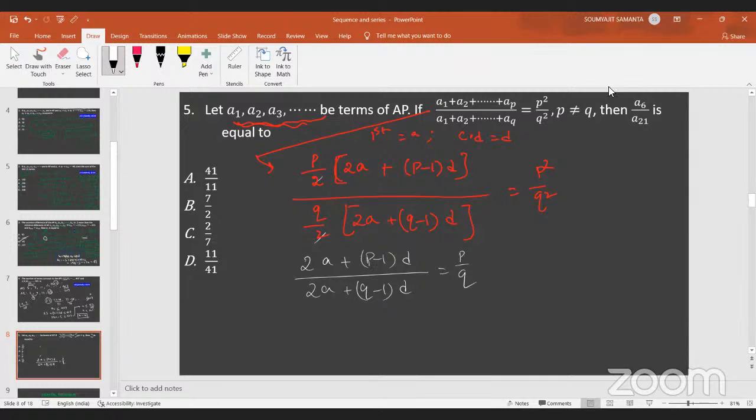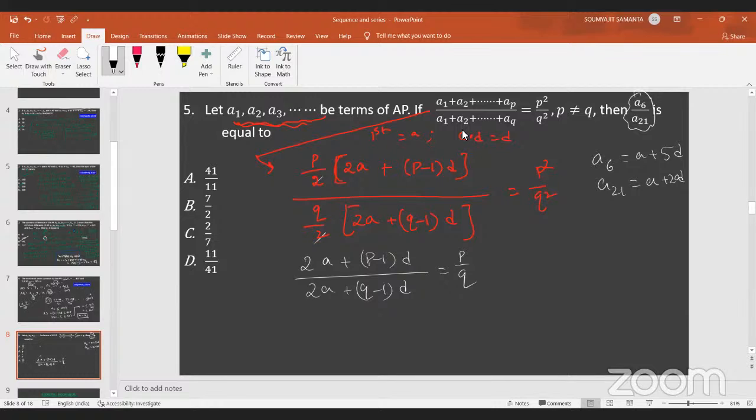Now we'll see the value we need to find, that is A6 by A21. Just write A6 in terms of A and D. What is A6? A plus 5D. What is A21? A plus 20D.